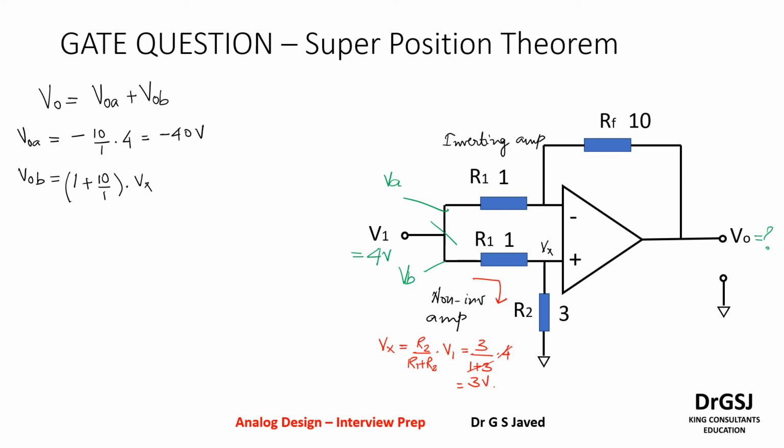So what did we apply here? We applied the KVL. So the value we'll get is 1 plus 10 is 11 times the Vx value, which is 3. So the answer is 33 volts here. So what is the effective output? Vout equal to minus 40 plus 33. Answer is minus 7 volt. Quite easily done.